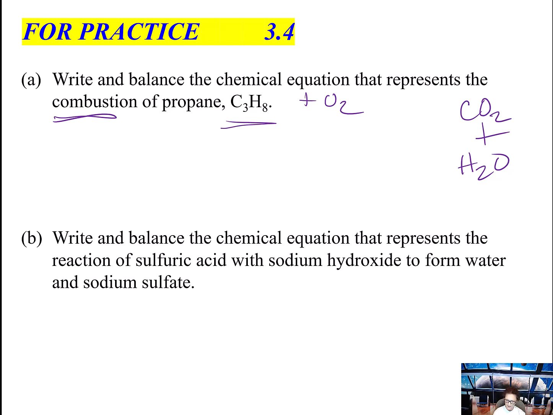This one is going to be an acid and a base, and so write those formulas, and it tells you it's going to form water and sodium sulfate, and you can put that together because you know how to do it.